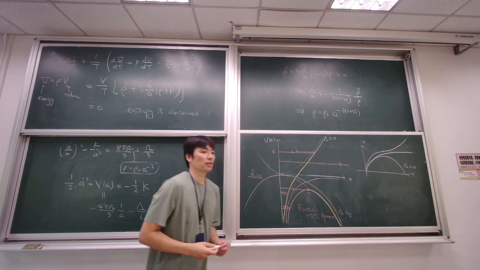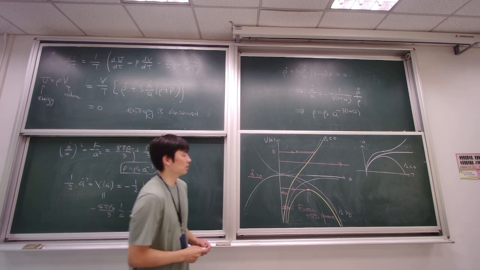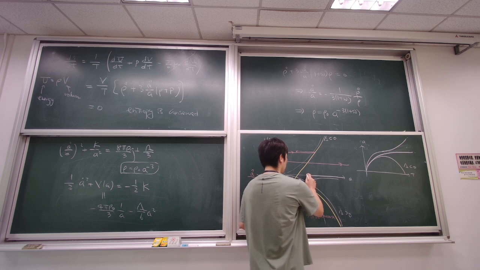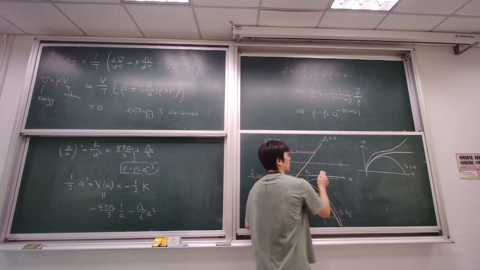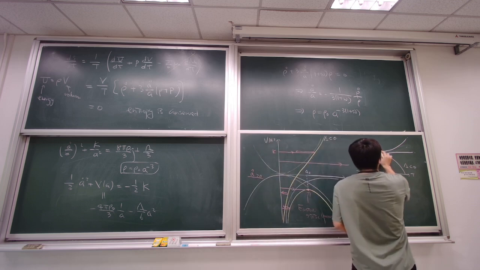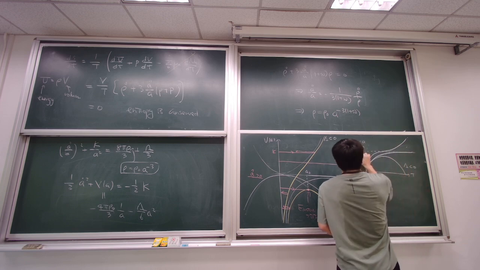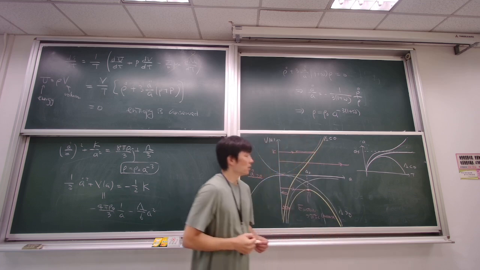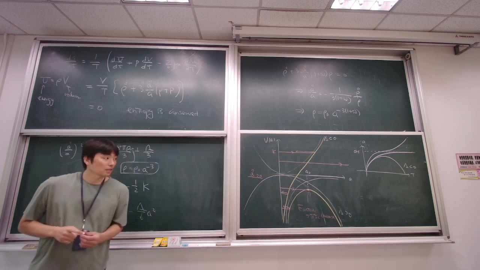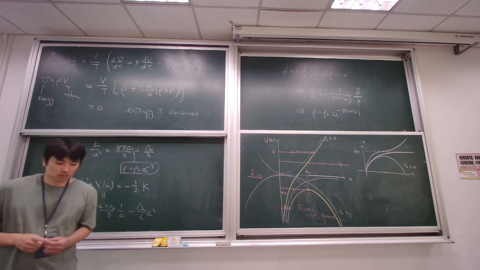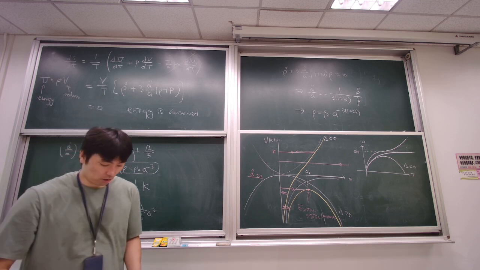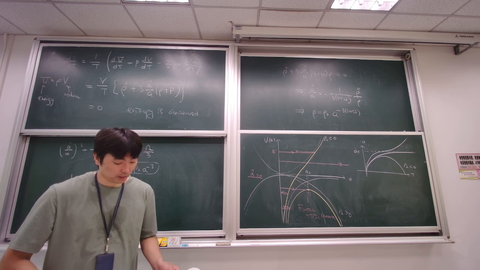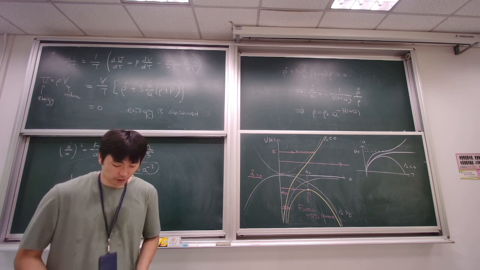Okay. So for instance, if you write down this one, it's AS. So this one is the AS. Something like this. So those are the qualitative behaviors of the history of the universe.